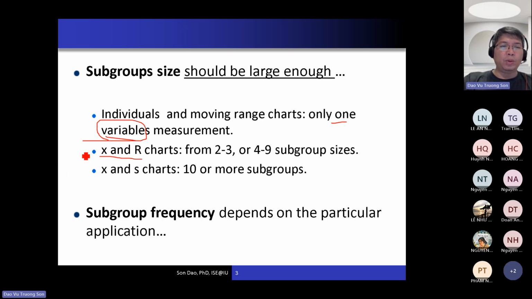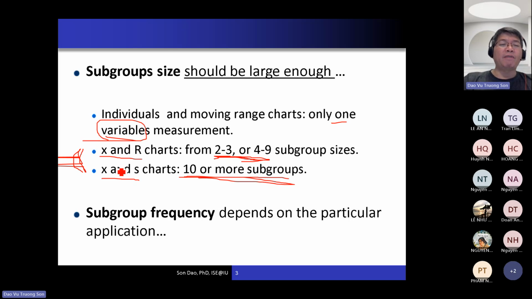So in our course, we will take a look at these two, X bar and R, and X bar and S charts. So for X bar and R, we can use anywhere between 2 to 9. Okay, minimum is 2. So 2 to 9 is a good place to start for the subgroup size if we use both X chart and R chart. Okay. If we use X chart and S chart, then we need 10 or more per subgroup.